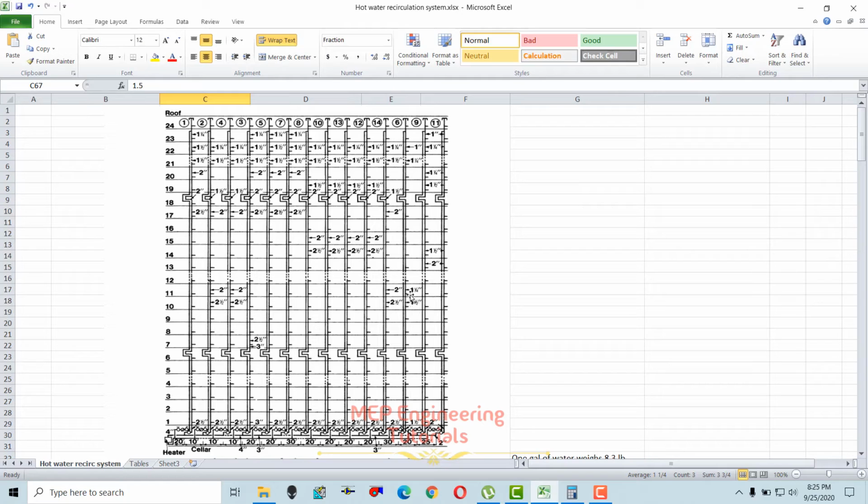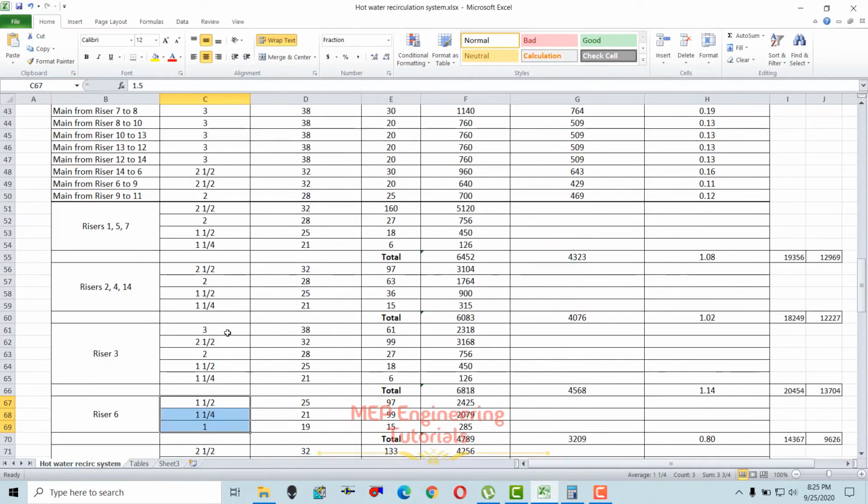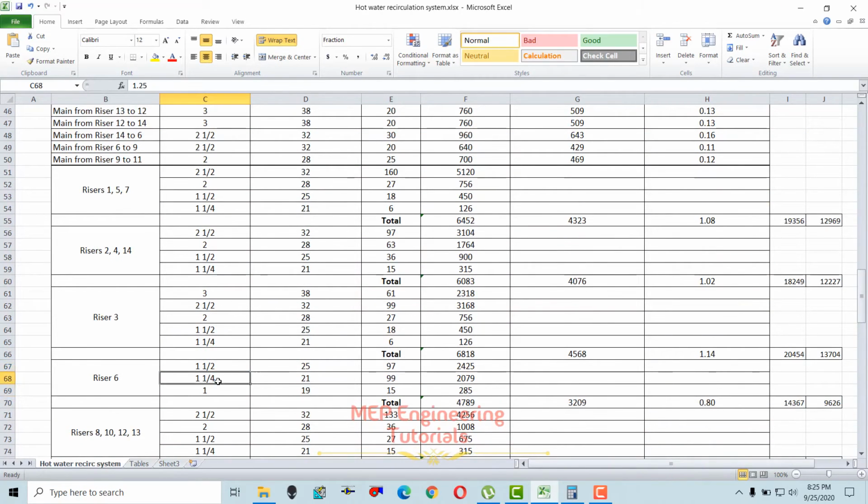This is 1.5, this is 1/4, and 1 inch. So we have 1.5, 1/4 and 1 inch, 3 pipe sizes here. That's how we write the pipe sizes in the riser, and we will write the heat loss values for each.